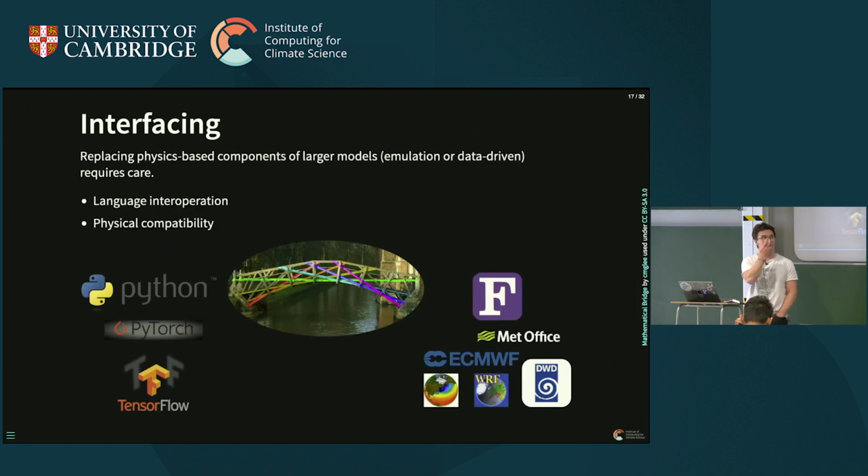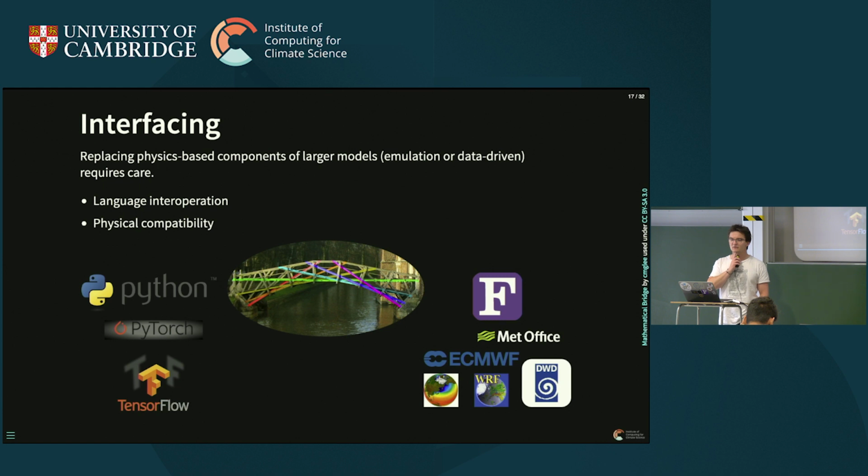So finally, I'm going to spend just 10 minutes. I know some of you have been eagerly waiting, shilling some of the work that we've been doing in ICCS on the problem of interfacing. This final challenge focuses on when we're trying to replace some physics-based components in larger models: radiative transfer, microphysics, turbulence closures.